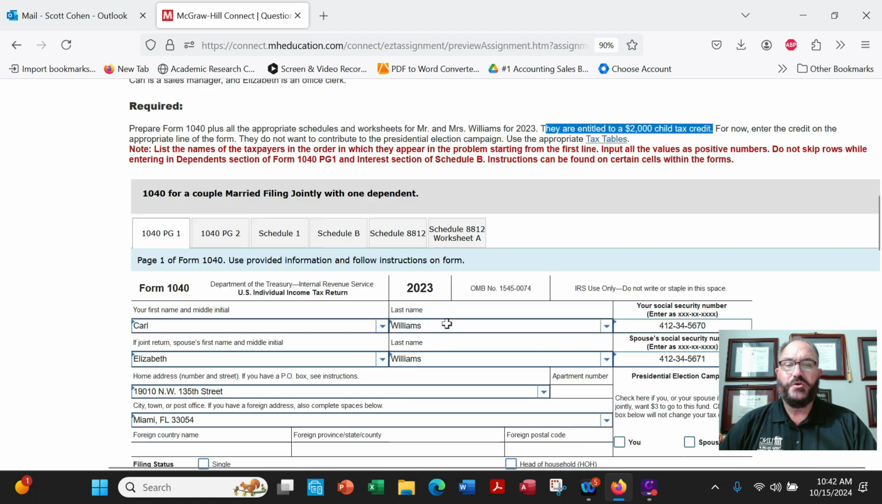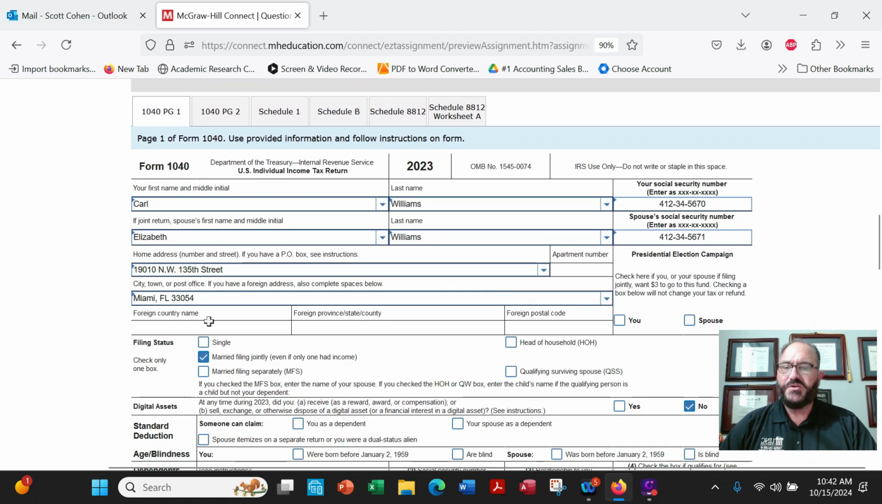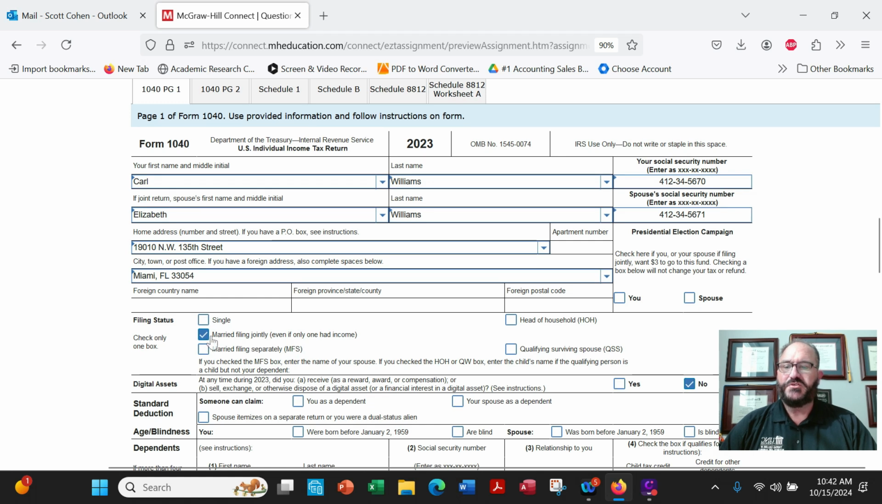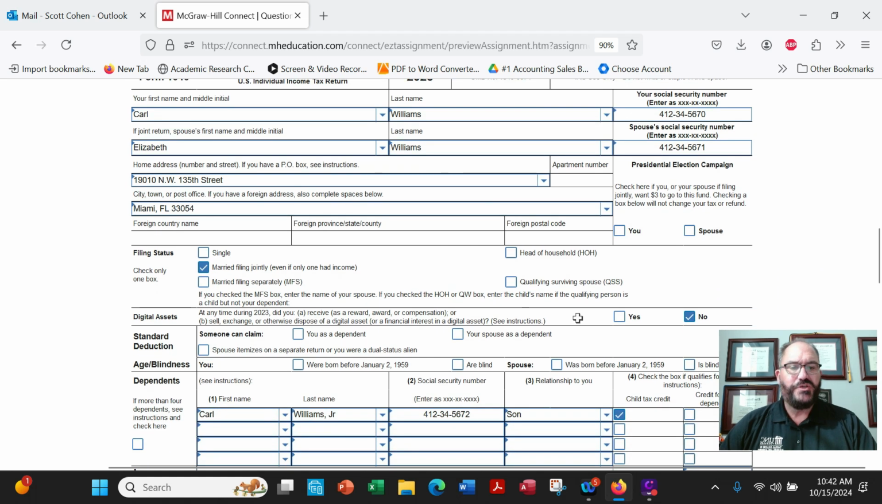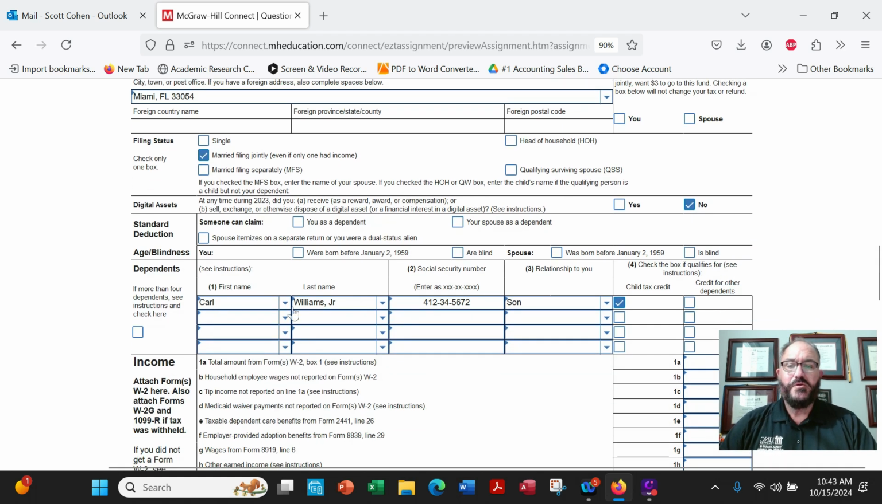Okay. So here, so obviously, name, social security number, address, all that kind of stuff. Married filing jointly, they told you that. They didn't mention anything about digital assets, but because they didn't, just say no. Okay. Then here they give you this information about the son, social security number, and there's the child tax credit. Now this is where you added, let's see, what were they? 75,000 and change and 31,000. That's this number right here.